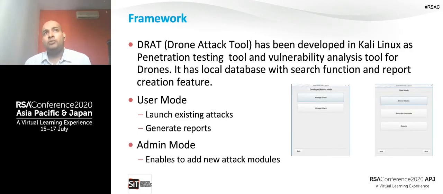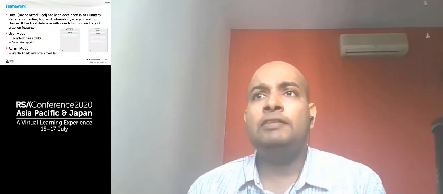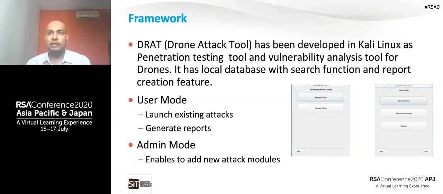So we named this framework DRAT, or Drone Attack Tool, and it is developed in Kali Linux as a penetration testing tool and a vulnerability analysis tool for drones. It has a local database, as I said earlier, with a search function and report creation feature. A search function is simply because if you want to find out whether a specific attack for a specific drone exists, you can search among all the different attacks in the database.